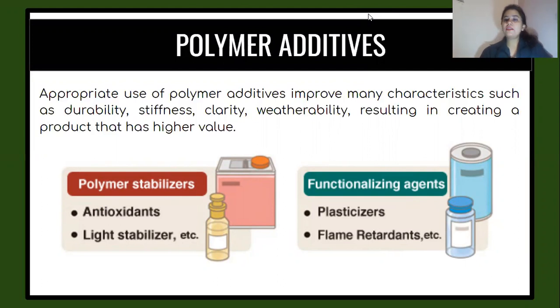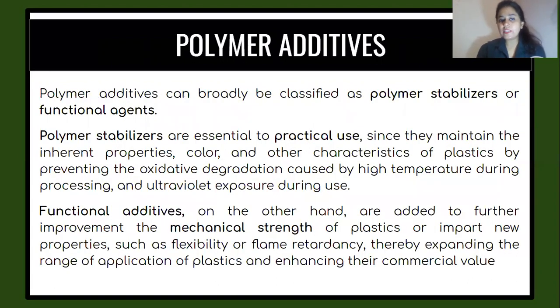Polymer additives are classified into two main categories, as you can see here in this slide. They are called polymer stabilizers and functionalizing agents. Polymer stabilizers generally include light stabilizers or antioxidants, and functionalization agents generally include plasticizers or flame retardants. Polymer stabilizers are generally used for practical usage. If I want to increase the practical usability of certain compounds, I will add polymer stabilizers.